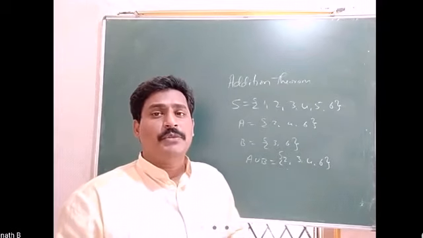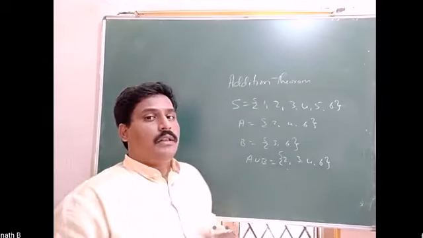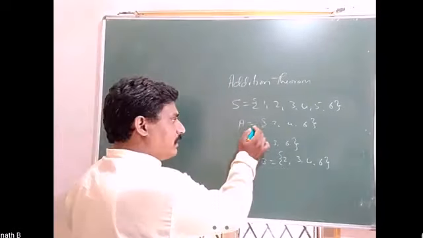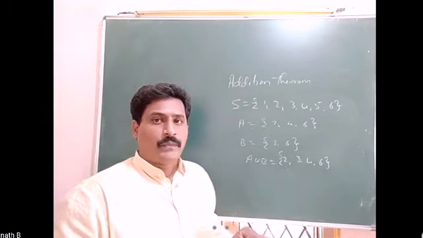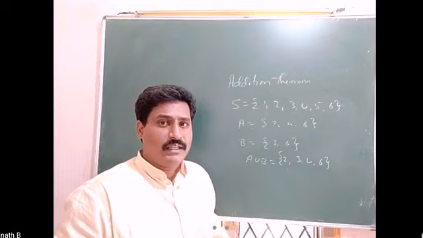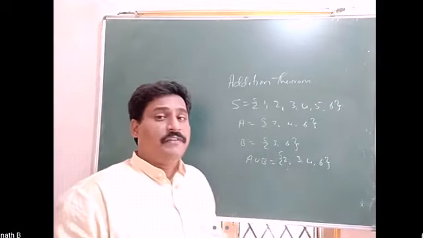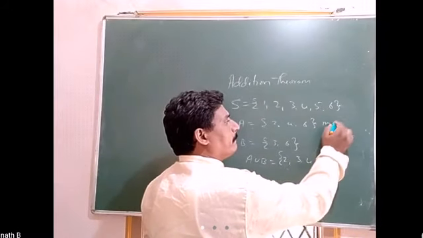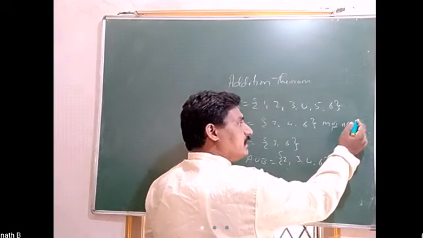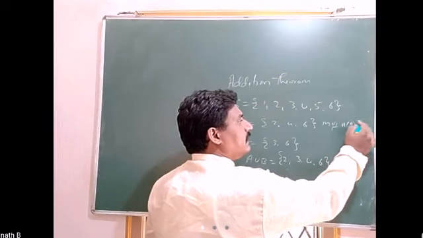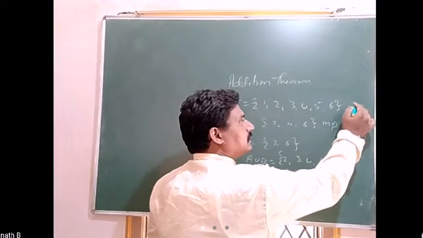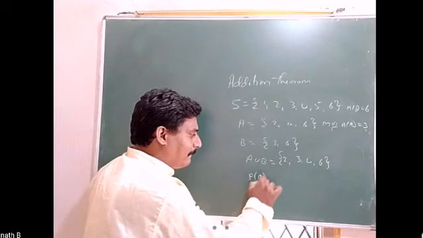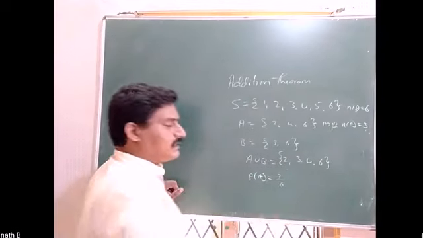Now when it comes to probability, we calculate separately. First, the probability of event A. How many favorable cases are there here? 2 4 6, 3 favorable cases. So n of A is 3, n of S is equal to 6. Then probability of A is equal to 3 divided by 6.